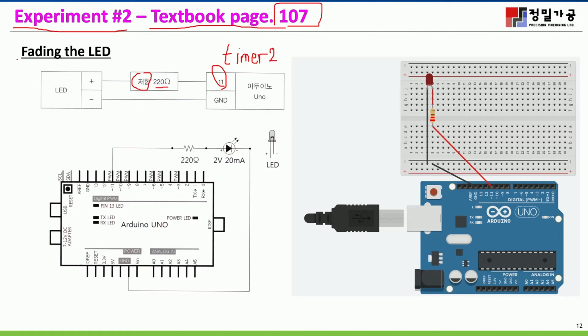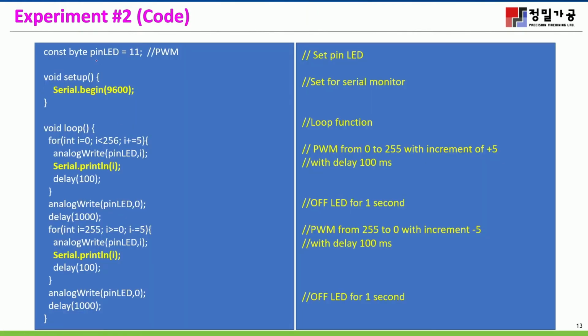We are going to fade the LED based on the output value of pulse width modulation. Okay, just simply connect the resistor to pin 11, timer 2, and this one LED and go to ground. Very simple connection. So in code, of course, this one is set pin mode. Okay, this is set pin.